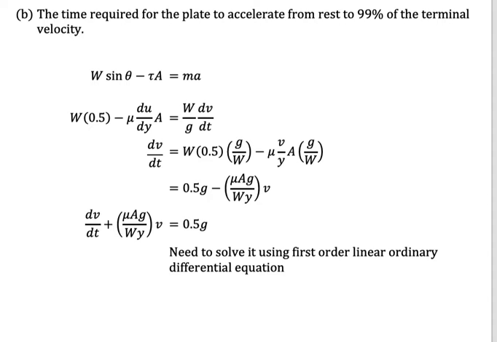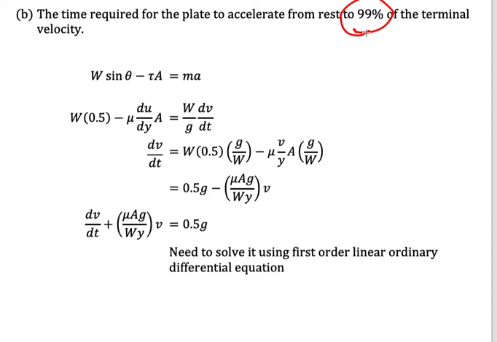And then the time required for the plate to accelerate from rest to 99% of the terminal velocity. Why in this question do we always use the idea of 99%? Because if we take 100%, there is no acceleration. That means there is no difference between V2 and V1, so there is no acceleration. That's why we always take 99% of the terminal velocity.